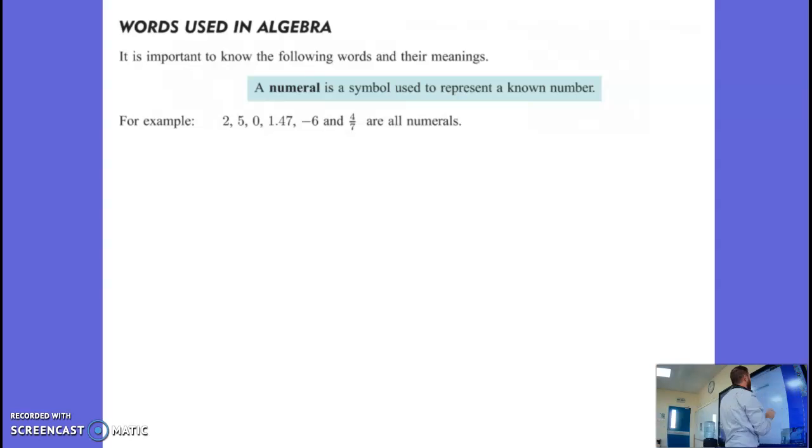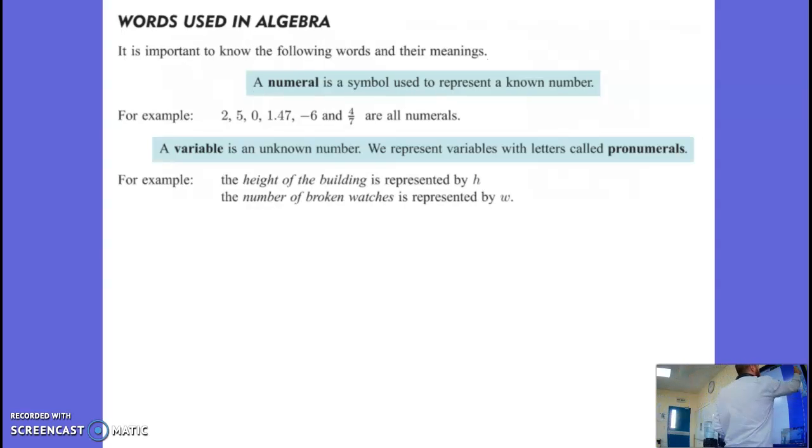It's going to be a look at the first word, and that is numeral. And numeral is just another way of saying number, really. So 2, 5, 0, decimals, fractions, they're all numerals. They're all numbers that we might use in algebra. That's our first word, one down.